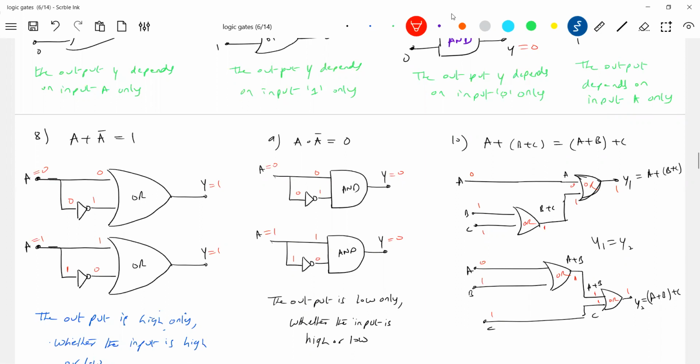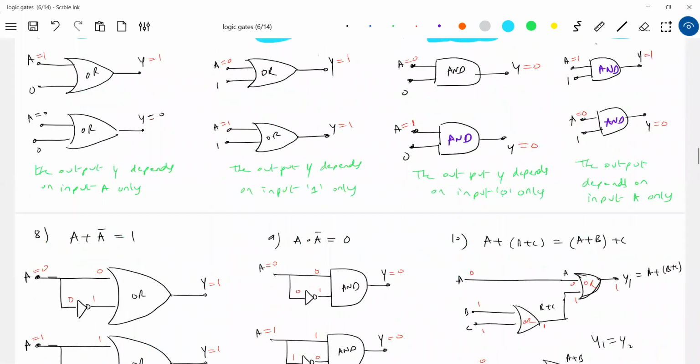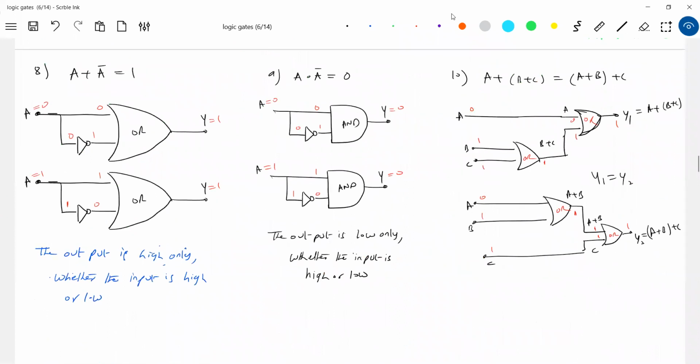So therefore, either you first take B plus C, then you add that output to A, or you do first A plus B, then you add to C. You'll get the same answer. See, these are all identities. It may appear very silly for us, but in circuit designing these are very important. Sometimes this connection may not permit, so therefore I'll go for this one.